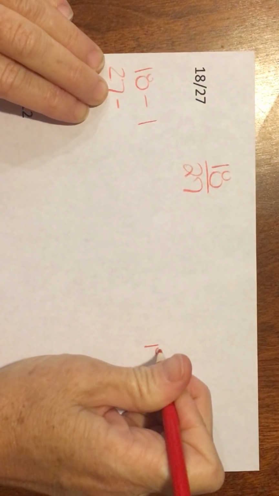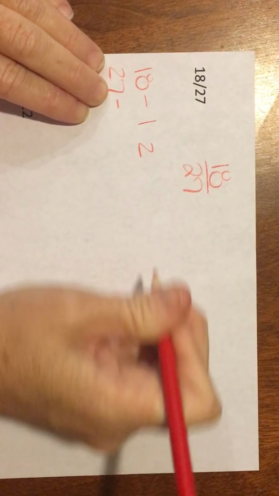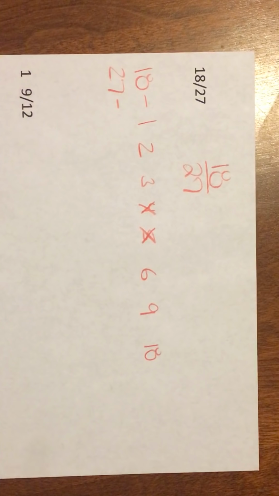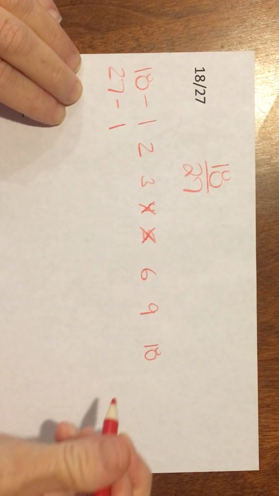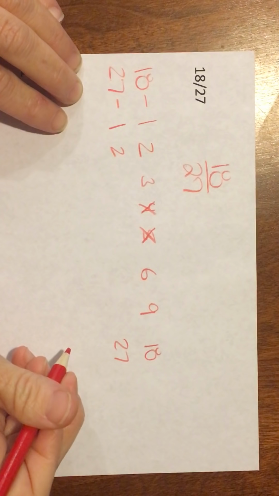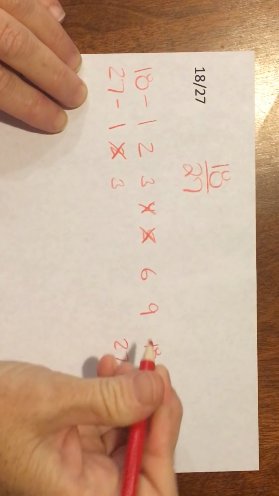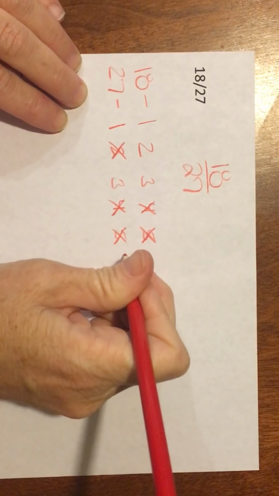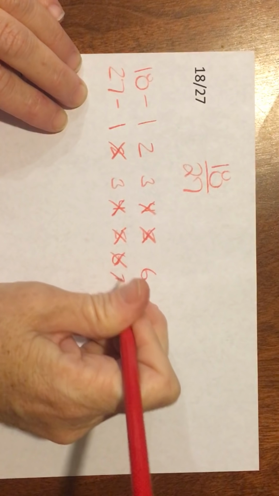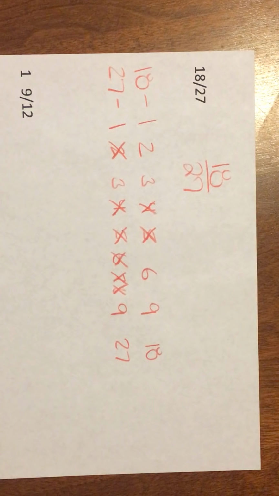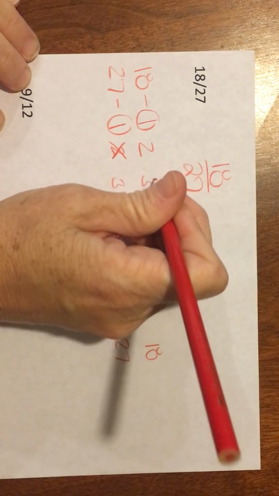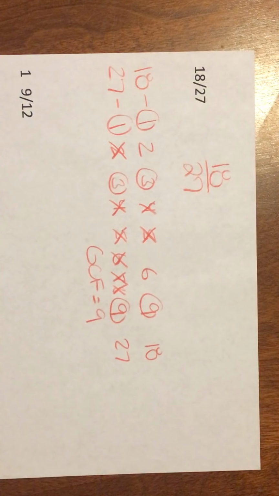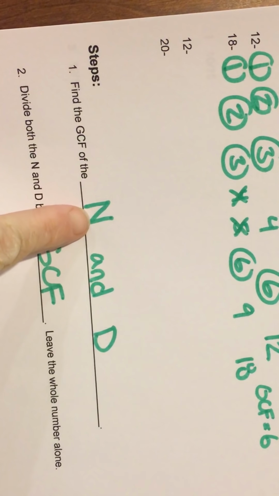So 1 times 18, 2 times 9, 3 times 6, 4 doesn't work, 5 doesn't work, and 6 is a repeat. So I'm going to stop. Okay, 1 times 27, 2 doesn't work, 3 times 9, 4 doesn't work, 5 doesn't work, 6 doesn't work, 7 doesn't work, and 8 doesn't work. And the 9 would be a repeat. So my common factors are 1, 3, and 9, which means my GCF is 9. So that was step 1. Find the GCF of your numerator and denominator.